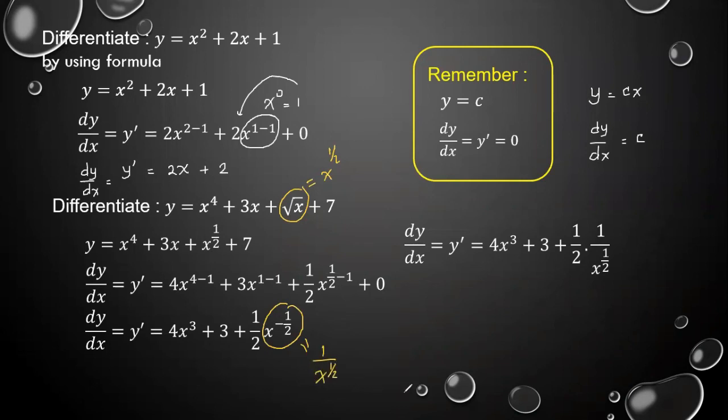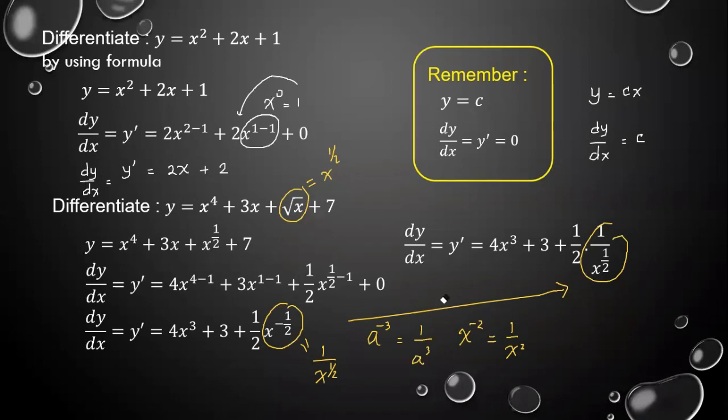Do you remember these indices? a to the power minus 3 equals 1 over a to the power 3. Let's remember x to the power minus 2 will be equal to 1 over x to the positive 2. Right? Okay, good. So that's why x to the power minus a half will be this one. Very easy, right? Good. Next.